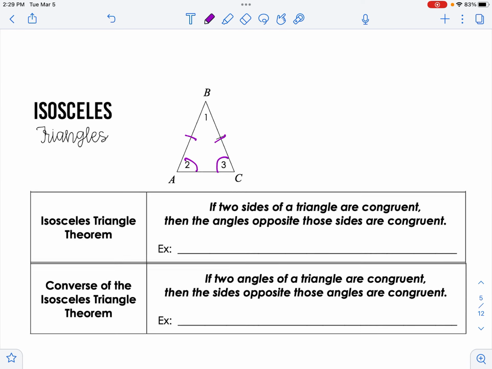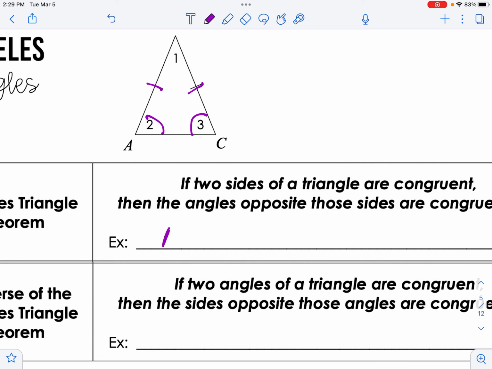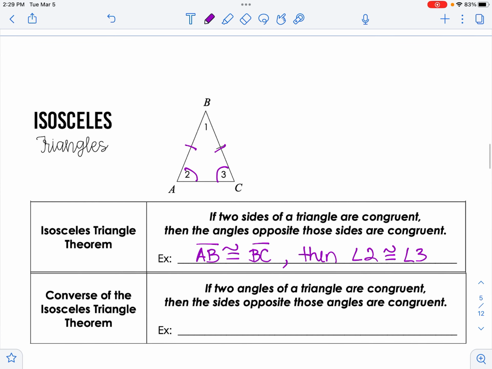Okay, so really in this example, if two sides, in this case AB is congruent to BC, then that means angle 2 is congruent to angle 3. That's all that's saying. So I don't know if you need to write this whole thing in here. Sometimes this picture is a little bit easier to understand. But there's both of them just in case.